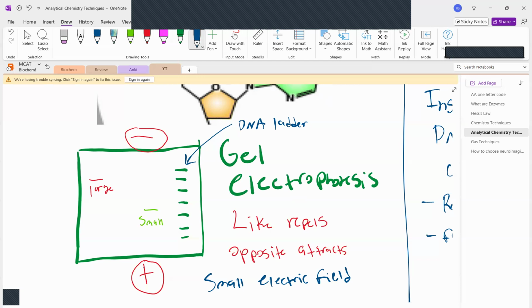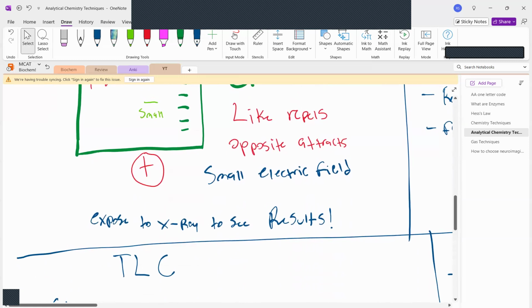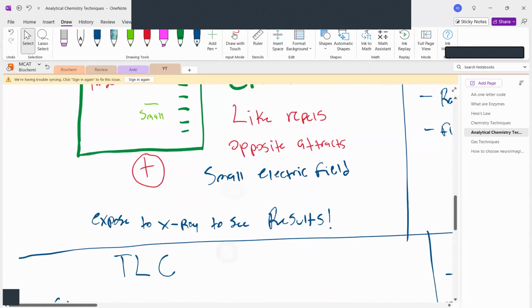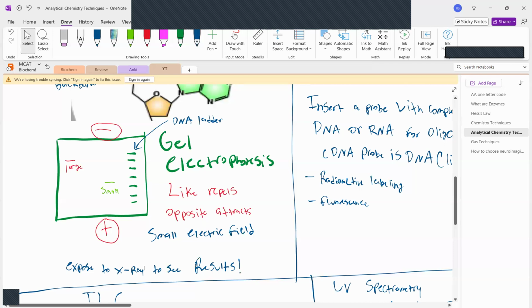Also, usually you'll see a DNA ladder on the side, and that's more or less a frame of reference. It's going to be the same each time that you use a gel. So let's say this is like 10,000 kb, and down here it's like 500. Then in order to see your results, you can expose it to an X-ray or some other fluorescence, depending on what tag you used.